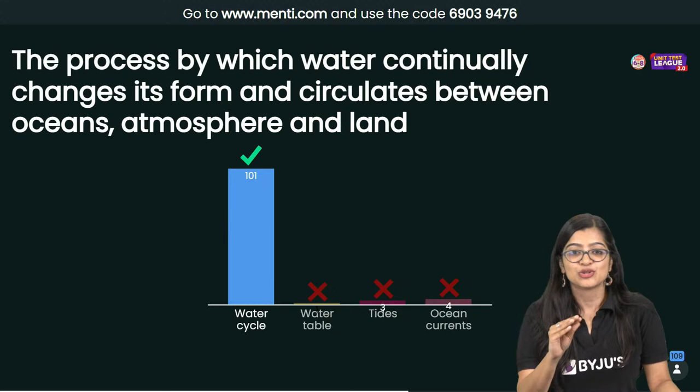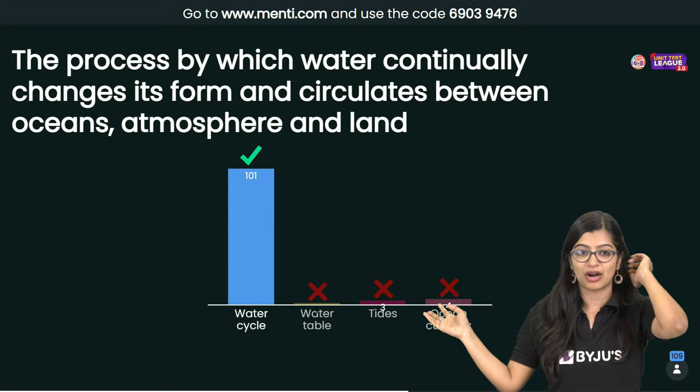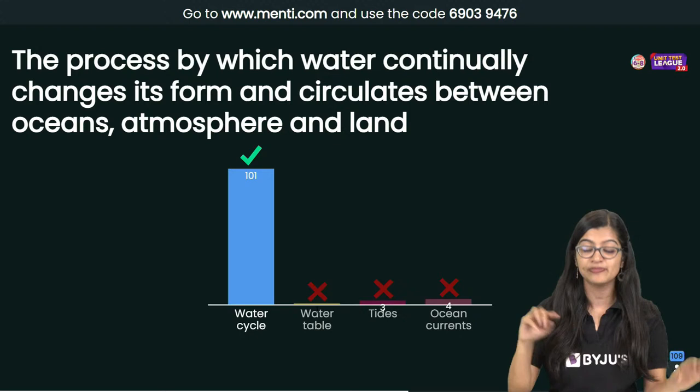So yes, this is something which we already know about, right? So in this case, the water cycle is a process by which water continuously changes its form and circulates between ocean, atmosphere and land.